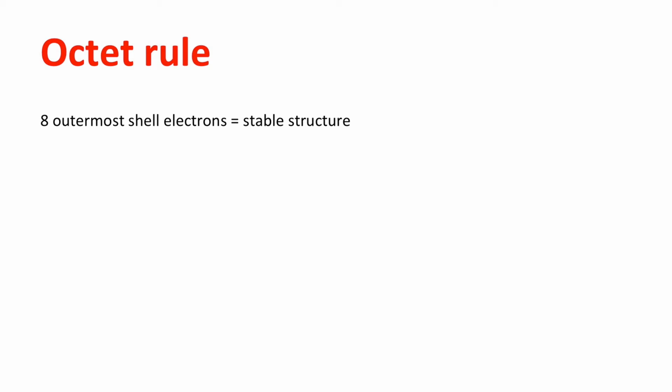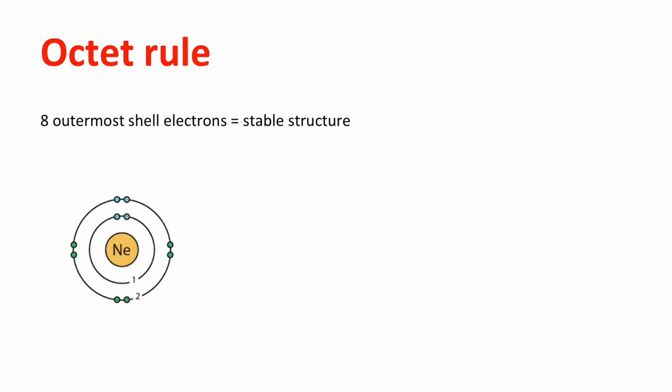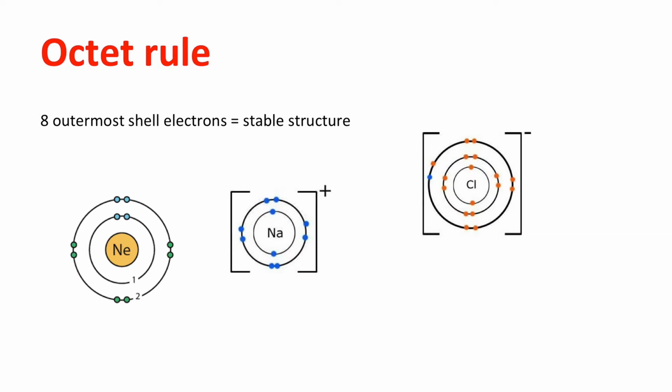In this section, we are going to study the shape of molecules. First, let's review the octet rule. In grade 9, you have learned that species with 8 outermost shell electrons, what we call octet structure, are stable. For example, the neon atom or ionic compounds. Most ionic compounds will have 8 outermost shell electrons, or even molecules, for example CO2, they try to have octet structure in order to become stable.